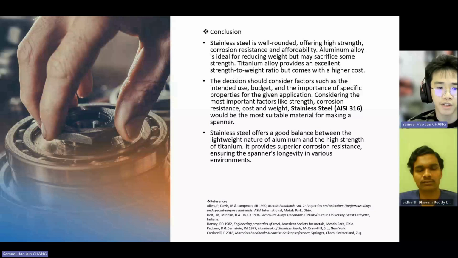Considering the most important factors such as strength, corrosion resistance, cost, and weight, stainless steel AISI 316 would be the most suitable material for making a spanner. This is because stainless steel offers a good balance between the lightweight nature of aluminium and the high strength of titanium. It provides superior corrosion resistance, ensuring the spanner's longevity in various environments.